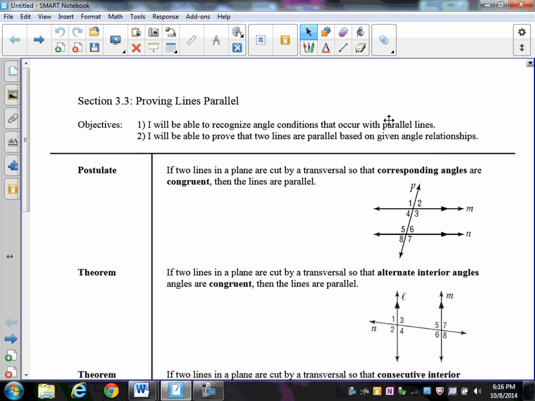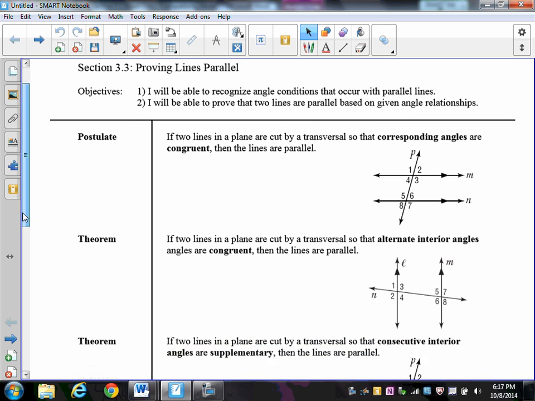These are the notes for section 3.3, proving lines parallel. The objectives are, number one, I will be able to recognize angle conditions that occur with parallel lines. And number two, I will be able to prove that two lines are parallel based on given angle relationships.